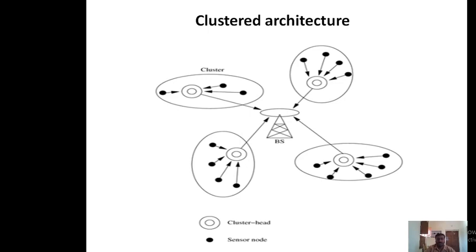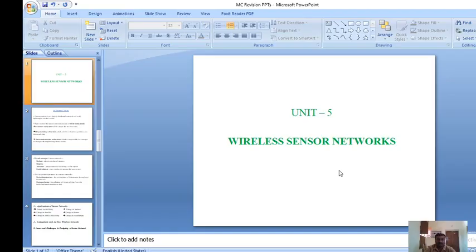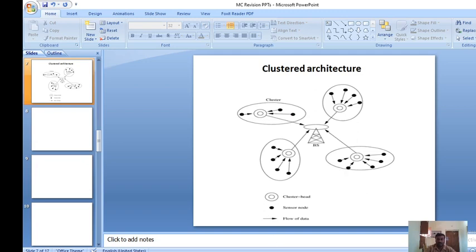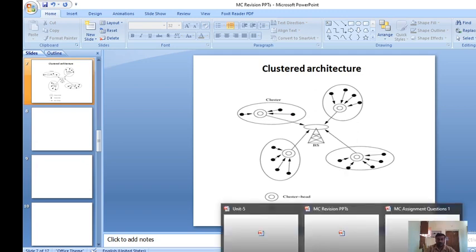The data flow is shown here by using some arrows, and dark circles are called sensors and double circles are called cluster heads. So this is the concept of clustered architecture. These two concepts were already completed in the class. Once we revise them now, we will move to the actual concept. We need to discuss the third concept.